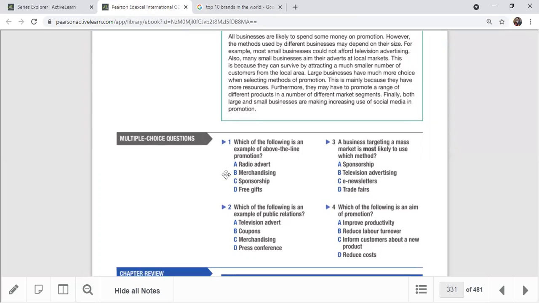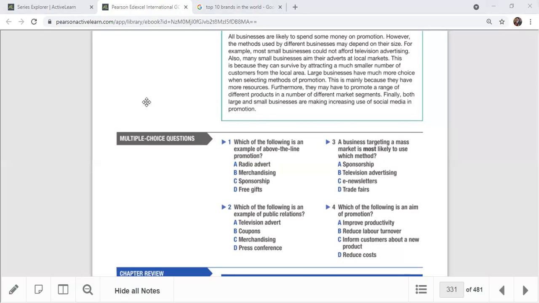Okay. Number two. Which of the following is an example of public relation method? Television, coupon, merchandising, press conference. Excellent. Okay, correct. Very good, TJ. So the answer is D, press conference. Correct. Press conference, press release, sponsorship, donations. These are the public relations things we are doing.